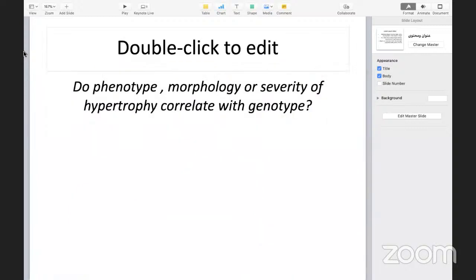So do the phenotype, the morphology of the hypertrophic cardiomyopathy, and the severity of hypertrophy correlate with genotype? No, it does not. Usually we investigate people with hypertrophic cardiomyopathy, and we do genetic analysis sometimes just to figure out if anyone in the family has the same disease. They are from the same family, but they have different genotypes. So it doesn't correlate almost all the time.